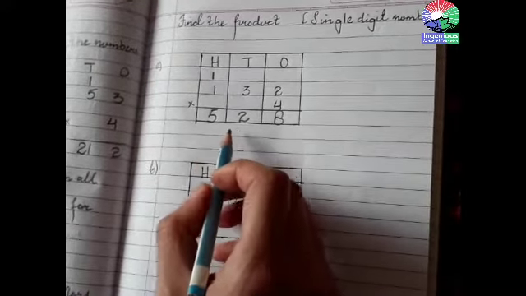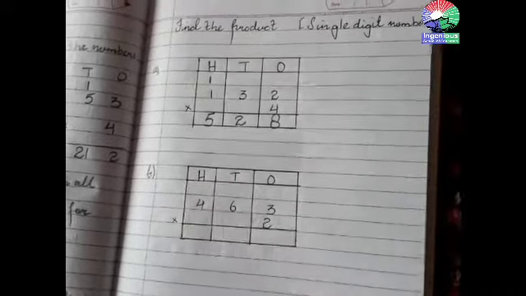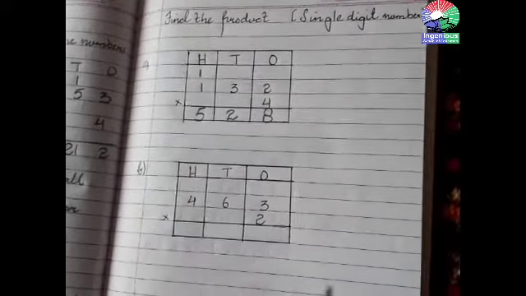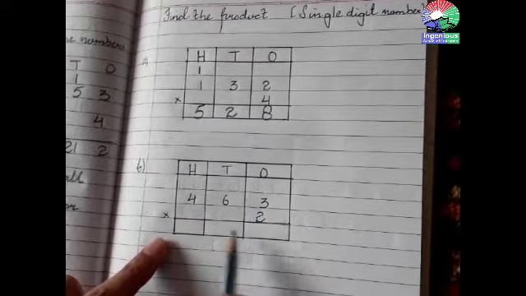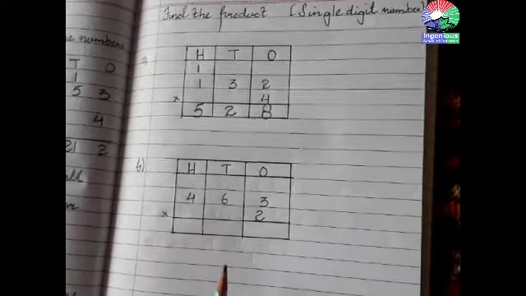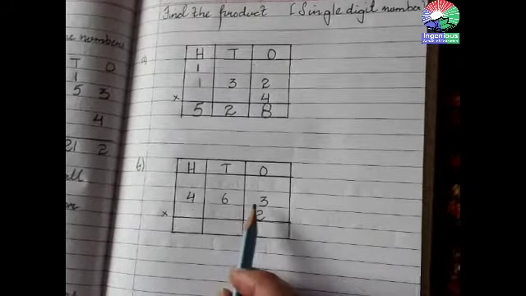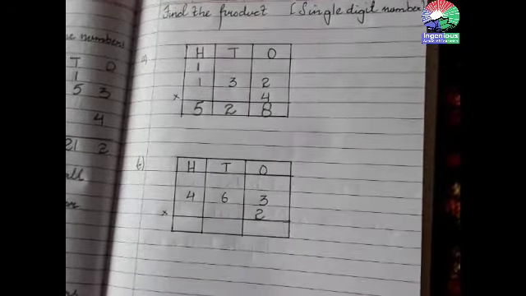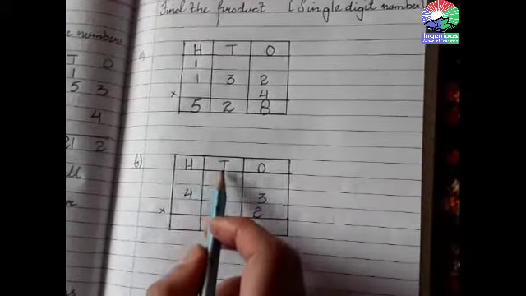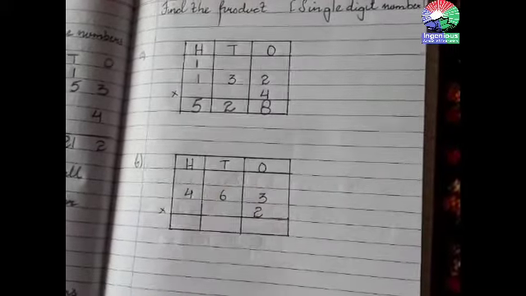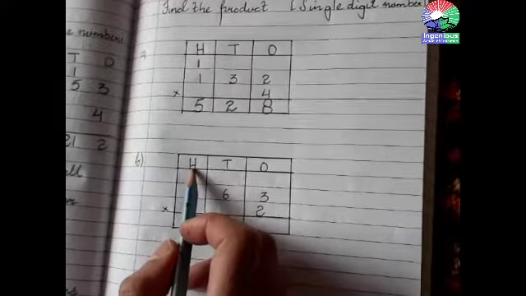What is the answer? The answer is 528. Very good. Now, another question. Another part is 463 multiplied by 2. What do we have to do first? We have to multiply the digit at the ones place, then the digit at the tens place, then lastly the digit at the hundreds place.